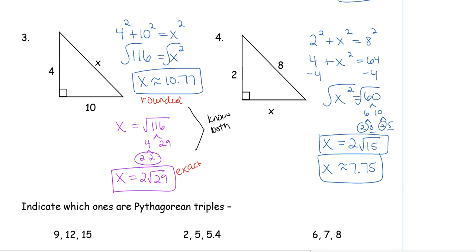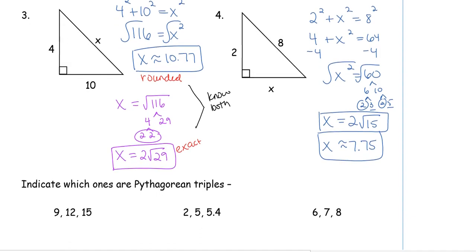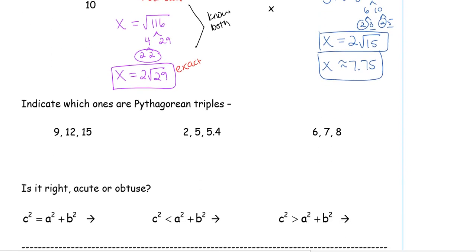topic of Pythagorean triples. Triples are when we have whole numbers. Whole numbers means we have no decimals, and those whole numbers follow the Pythagorean theorem. That is how we know it's a Pythagorean triple. Some people have you memorize these. It makes things a little bit quicker and easier.